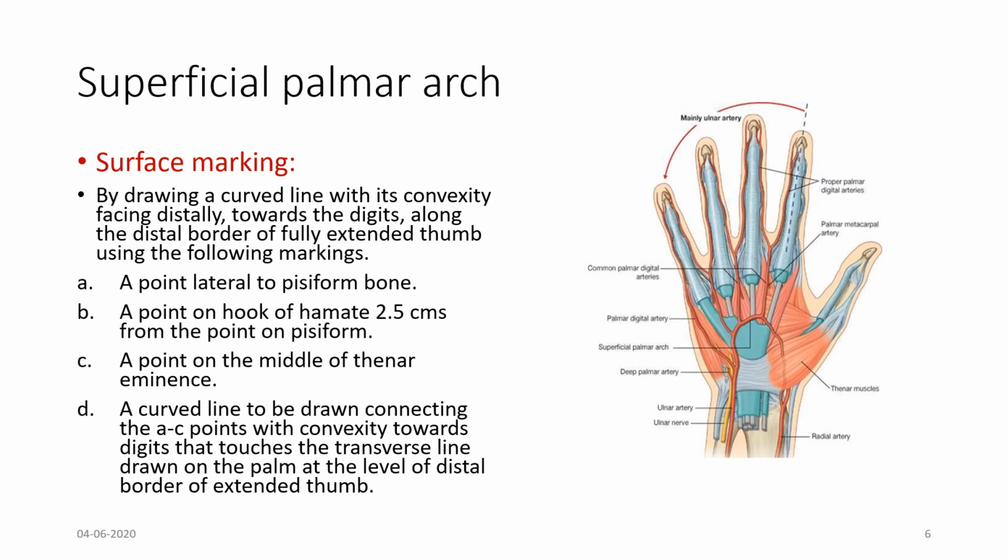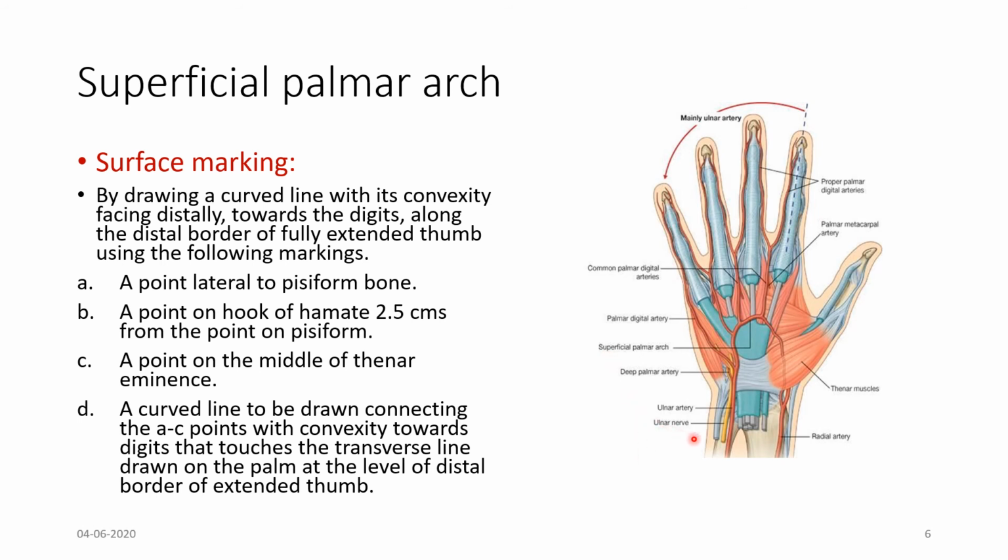Coming to the surface marking of the superficial palmar arch. So it can be drawn by extending the thumb fully and then by drawing a curved line with its convexity facing distally towards the digits along the distal border of fully extended thumb. So using the certain points.